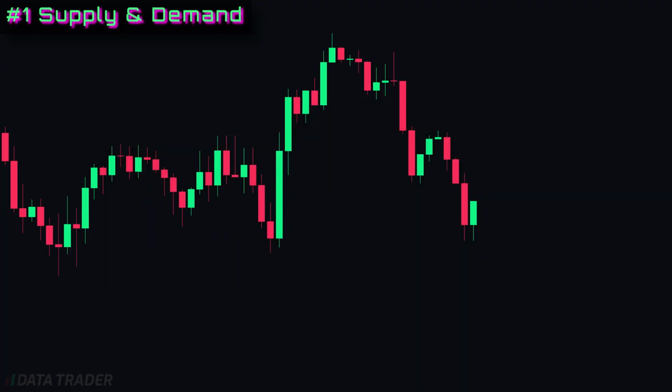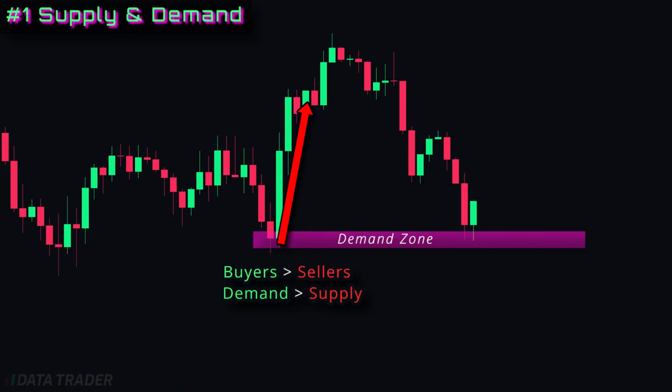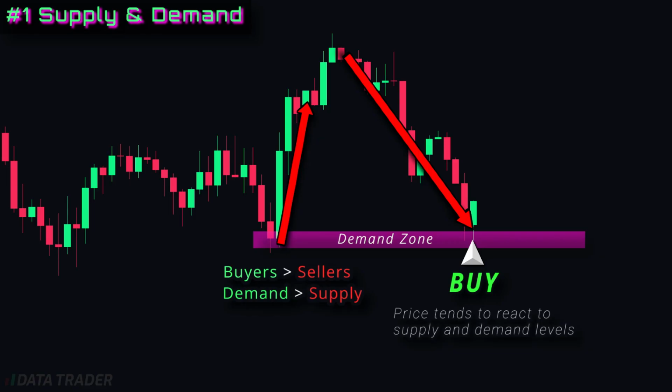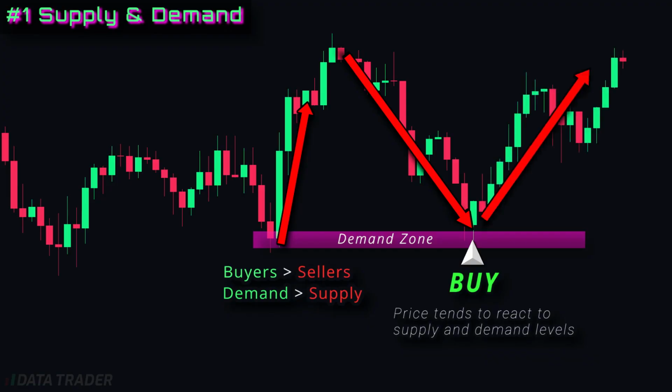Here's one example. In this chart, we can see here that the price pushed upwards, indicating that there are more buyers than sellers at this level, meaning the demand at this level exceeds supply, which is why the price went up. Because of that, we can draw a demand zone at this level, right before the price went up. Next, as the price approaches the demand level once again, supply and demand traders can use this same key level as a possible buy entry, because price tends to react to these supply and demand levels. If the price were to rebound upwards after hitting the level, they would have made a profit. This is just one example of how traders could capitalize on the supply and demand zones.